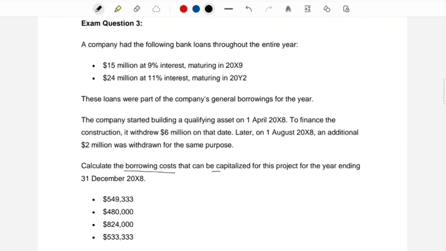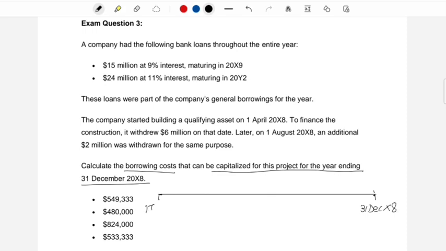Calculate the borrowing cost that can be capitalized for this project for the year ending 31st December 2008. What I will do, I will draw the timeline. 31st December 2008, so my year must have started on 1st of January of 2008. A company had the following bank loans throughout the entire year.